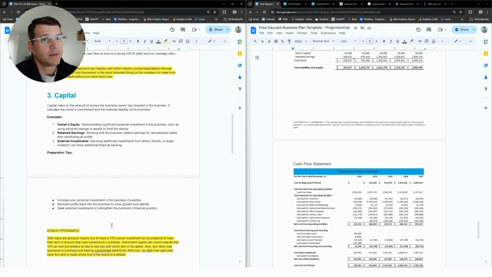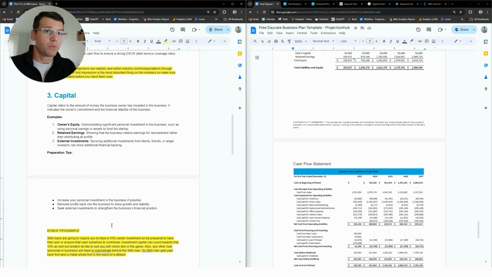Now, the SBA can be a little flexible on how you get that $10,000. If you borrow that from your parents, that can still be your owner investment. The SBA's consideration is just that your parents have to get paid back after the SBA does. An investment can work as well. If someone's investing that money, that can count as your contribution. But just know there's going to be a requirement.